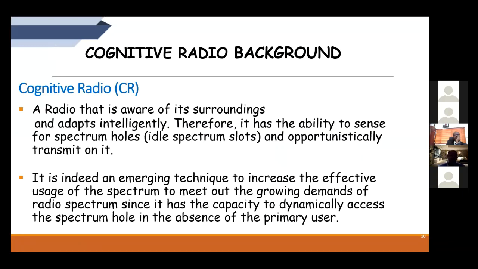So cognitive radio, we are saying, is a radio that is aware of its surroundings and adapts intelligently. Therefore, it has the ability to sense for the spectrum holes, especially, the spectrum holes I'm talking about, idle spectrum slots that are not being used, and opportunistically transmit on them. It's indeed an emerging technique to increase the effective usage of spectrum to meet the growing demands of radio spectrum, since it has the capacity to dynamically access the spectrum hole in the absence of a primary user. This is the point that I'm trying to just bring out.